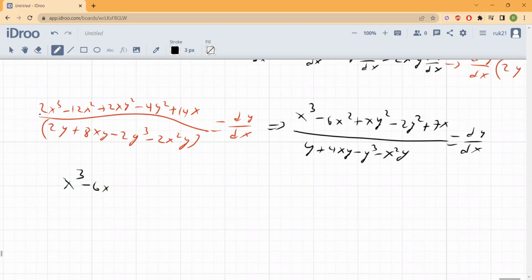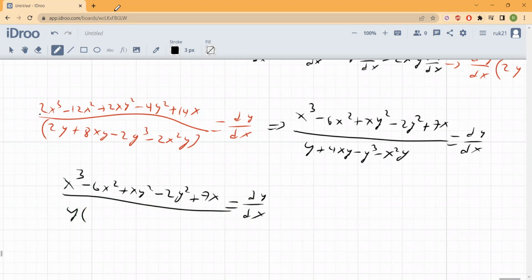And then just one more simplification, just because I love writing. x cubed minus 6x squared plus xy squared minus 2y squared plus 7x equals dy over dx times, and all I'm going to do is bring y out of the bracket. So it's going to be y times 1 plus 4x minus y squared minus x squared. Bam. Cool. We happy with this? Thrilled.